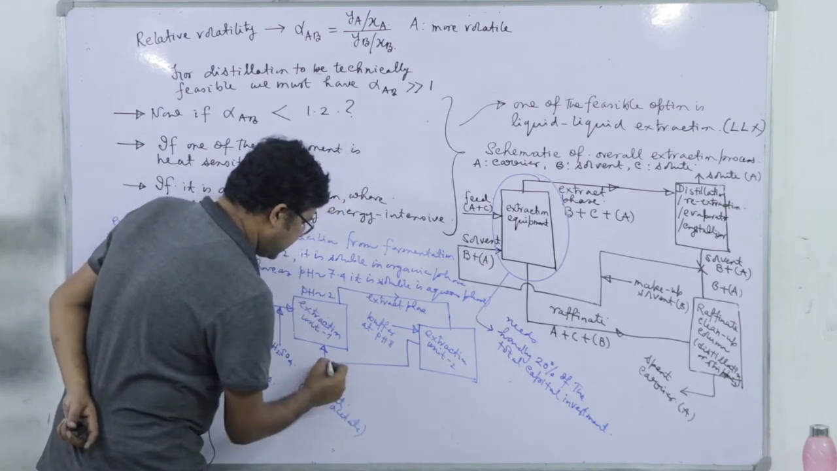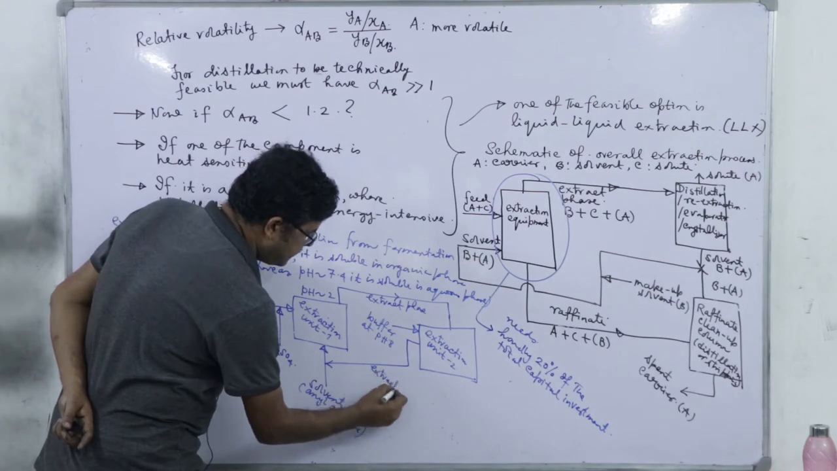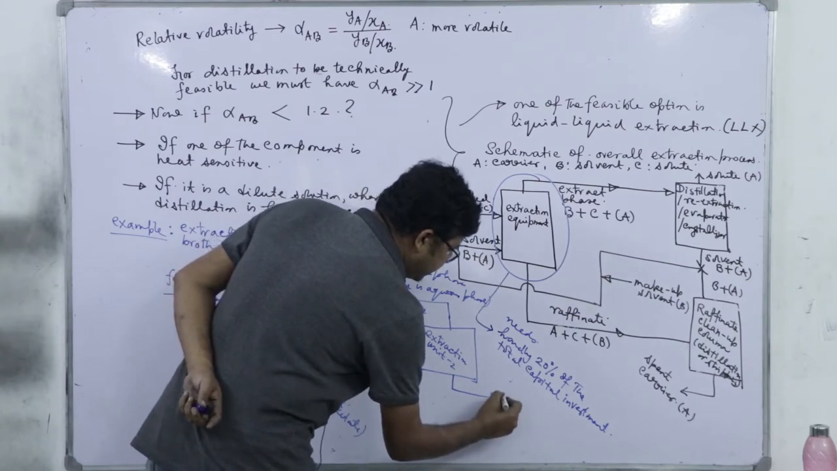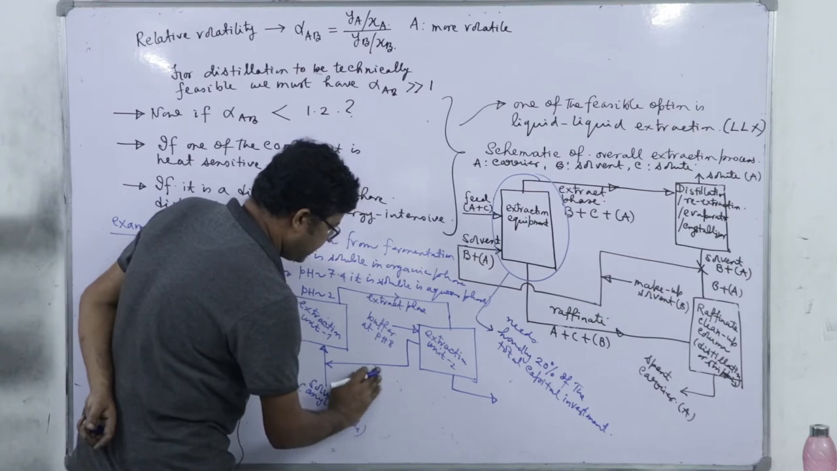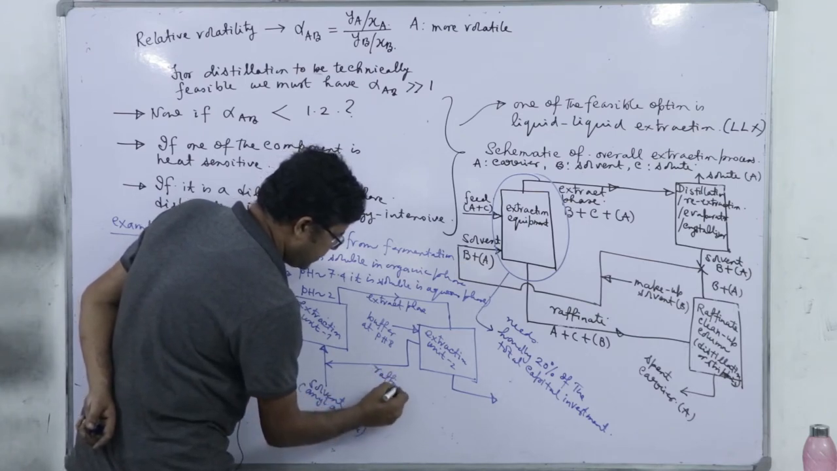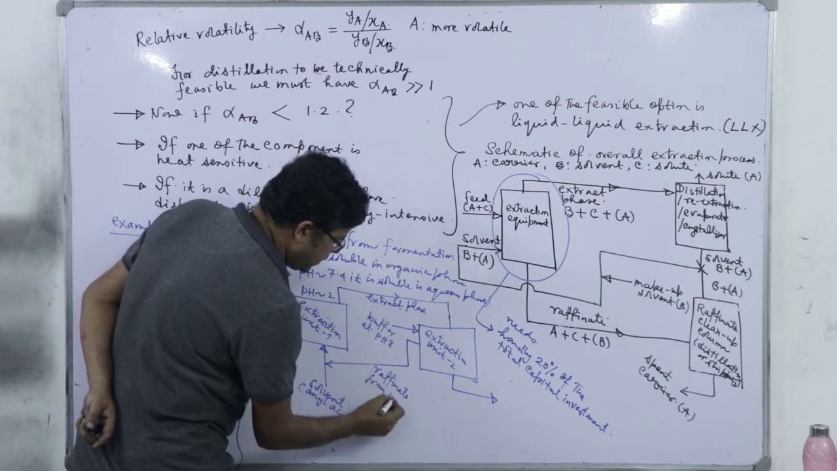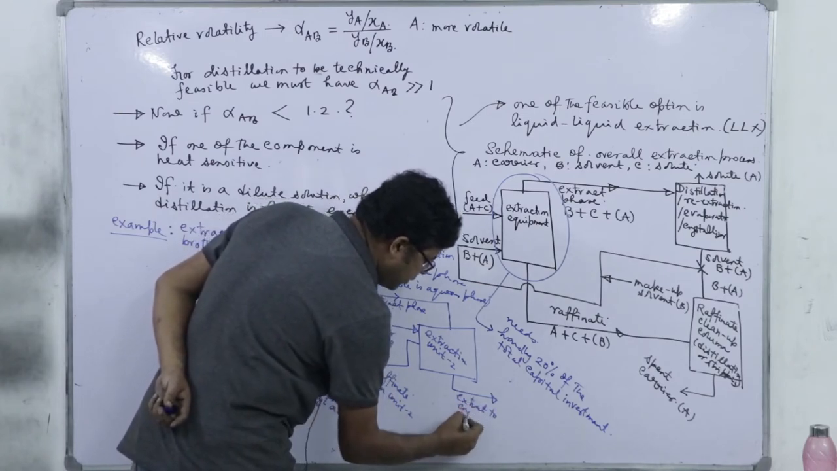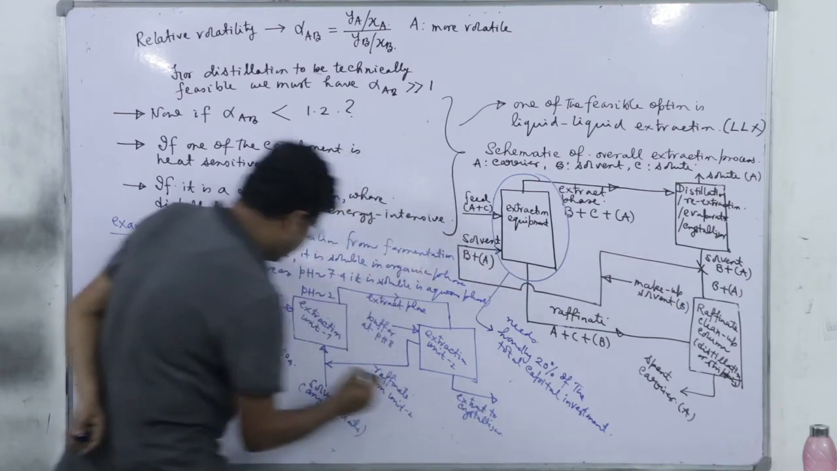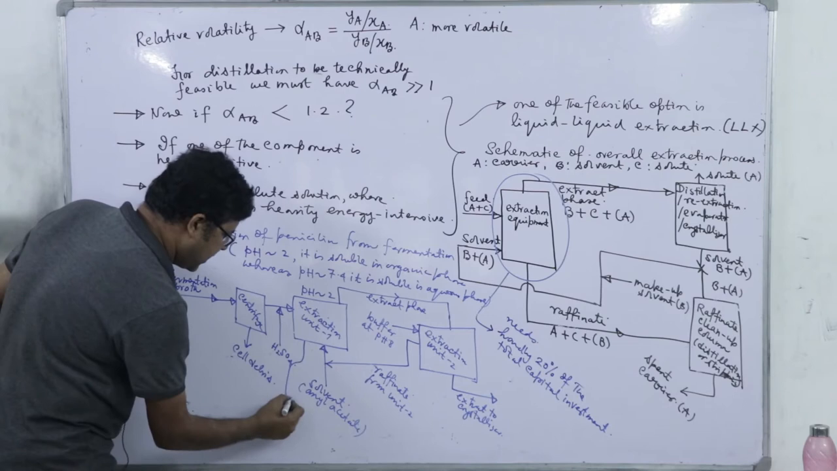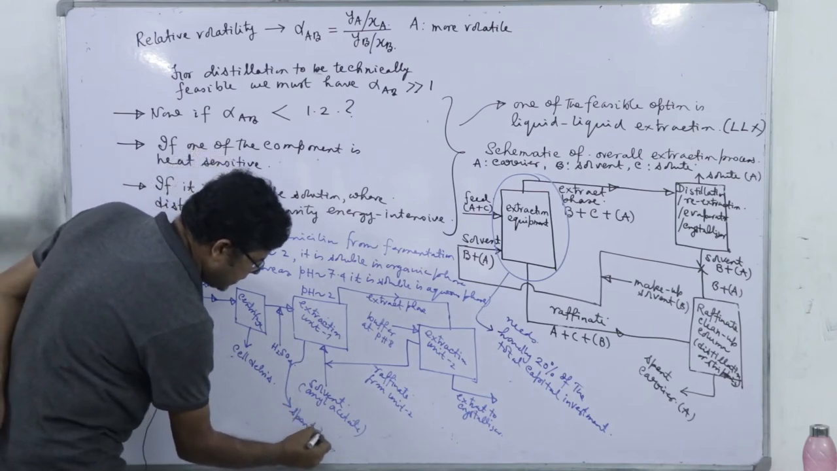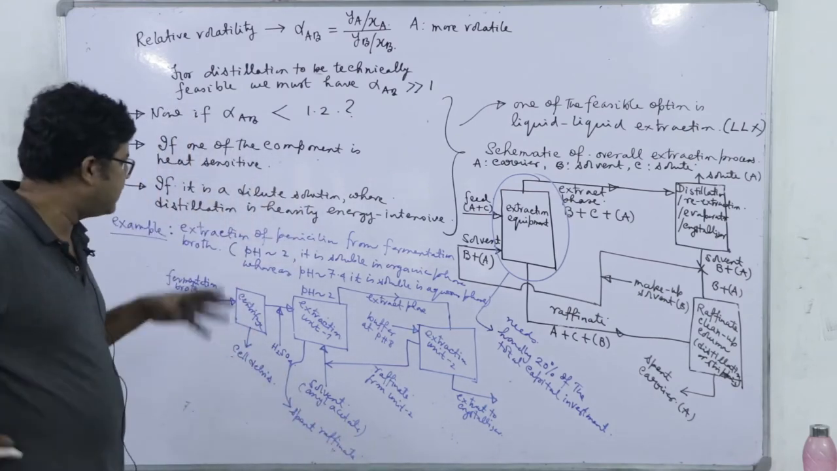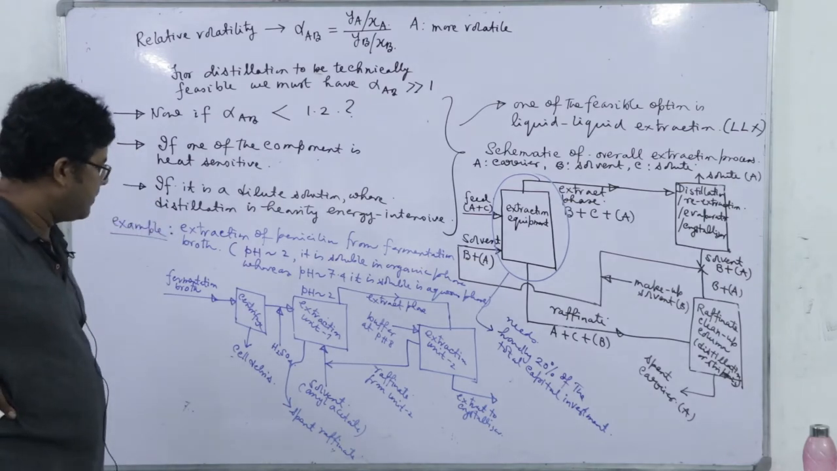So, the extract we will recirculate back, and we will feed this, this is the raffinate from unit 2, and extract to the crystallizer. And here this aqueous phase we simply discard as spent raffinate. So, that is the overall process, it is a two stage extraction process. Okay. Now, you see what we are doing.